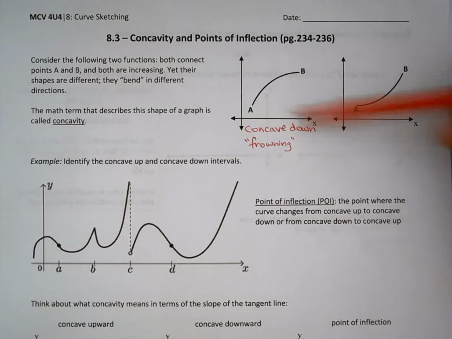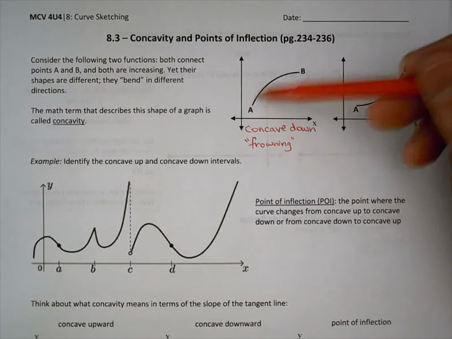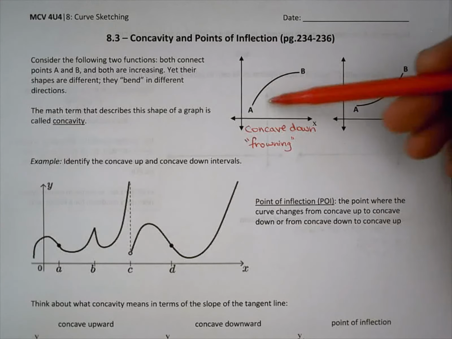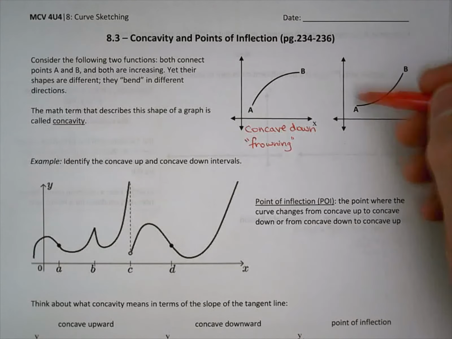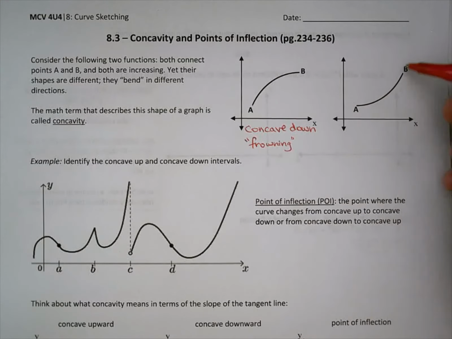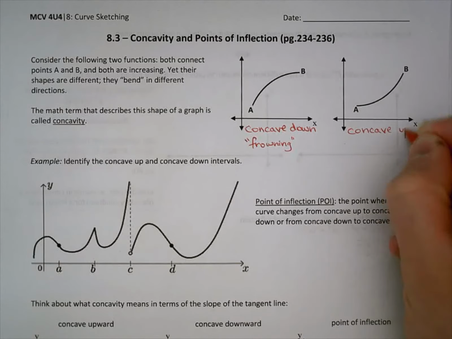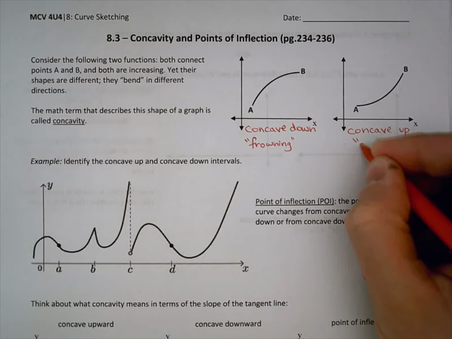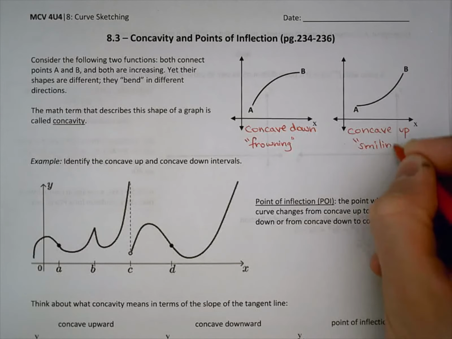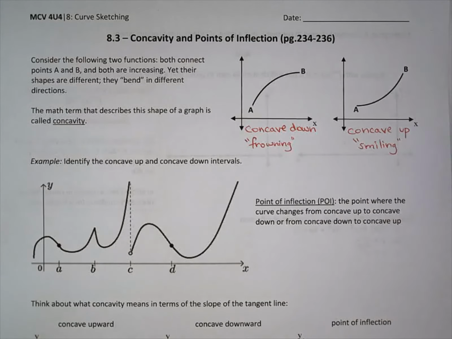You've probably heard the word concave when you looked at lenses in science. So concave is that bend, and then there's that cave side, and like I said, the cave is facing down. Conversely, this one here, the cave is facing up, so it's concave up. You could think of this as smiling. When you think about a parabola, you can have a concave down or a concave up parabola.